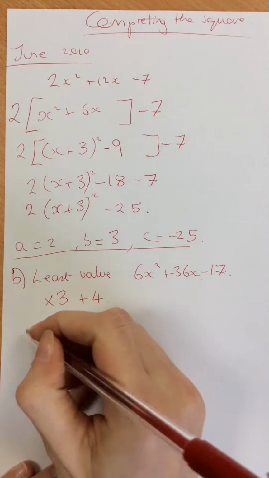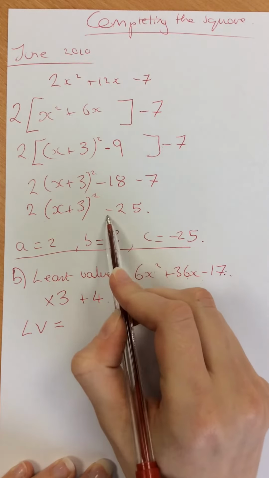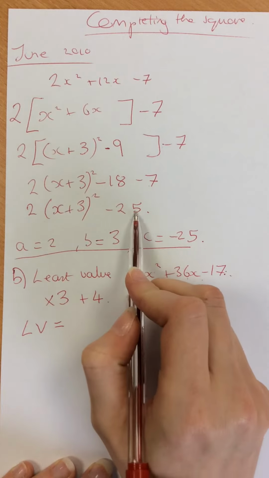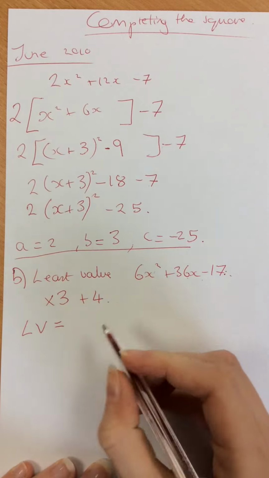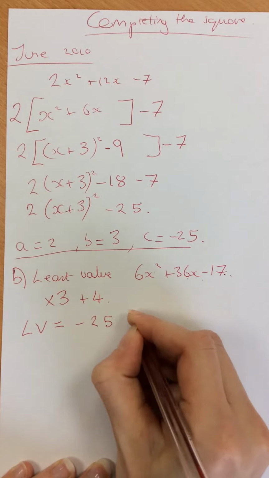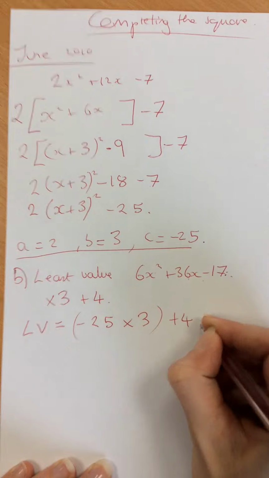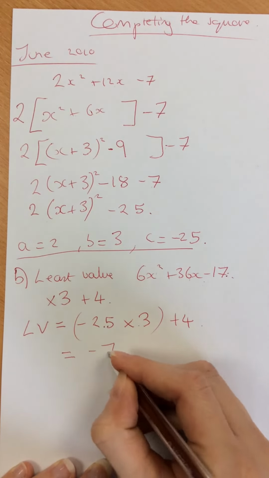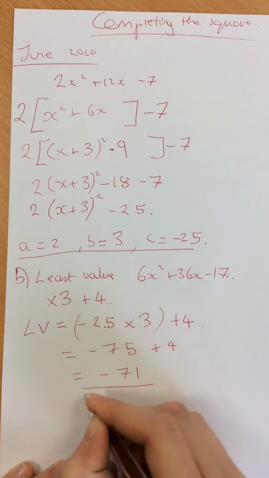Now then, for the least value, LV, we normally, like I said, take this part here. But instead of it just being that, it's got 3 times bigger and we've added 4. So we'll take our least value, make it 3 times bigger, and then add on 4. So minus 75 plus 4 is minus 71.